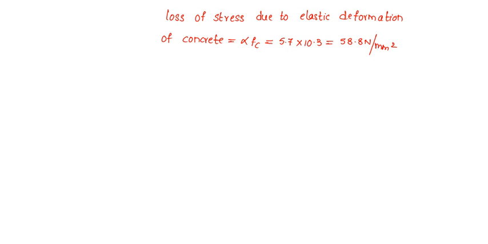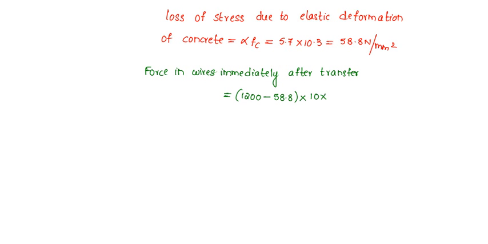Knowing the loss, then force in wires immediately after transfer will be equal to loss in stress is 58.8, initial is 1200 minus 58.8 into area is 10 wires of each area pi by 4 into 7 square, so that will be equal to 439.362, nearly 440 kilonewtons.